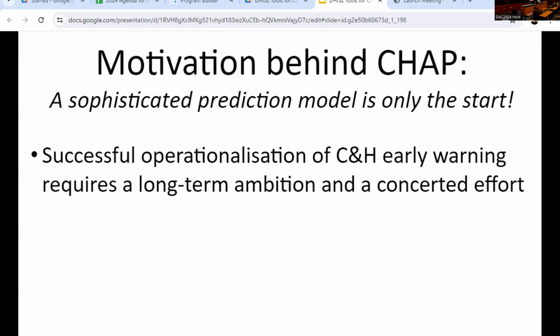So the motivation for it is that we saw that a sophisticated prediction model is only the start.